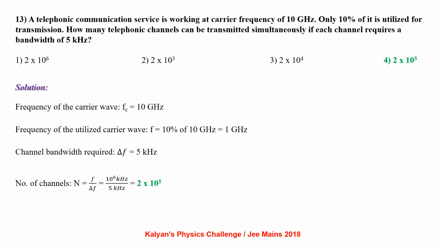Frequency of the carrier wave is 10 GHz. Frequency utilized for the carrier wave is 10% of it, that is 1 GHz. Channel bandwidth required is 5 kHz. So the number of channels n equal to f by delta f. That comes out to be 2 into 10 power 5.